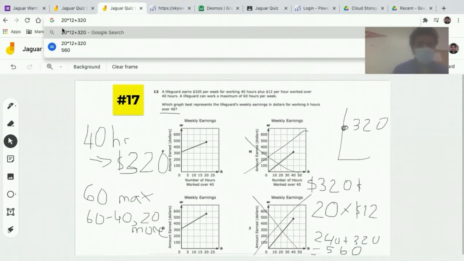So our answer should have 560 as the maximum value. So I'm looking at graph F, and it looks like the maximum value is around 480 or so. So this can't be right. And then graph G, it does go to 560 on the y-axis. So graph G is our answer here.